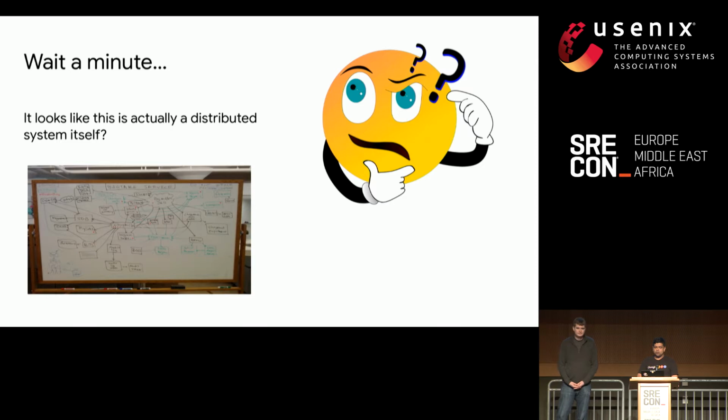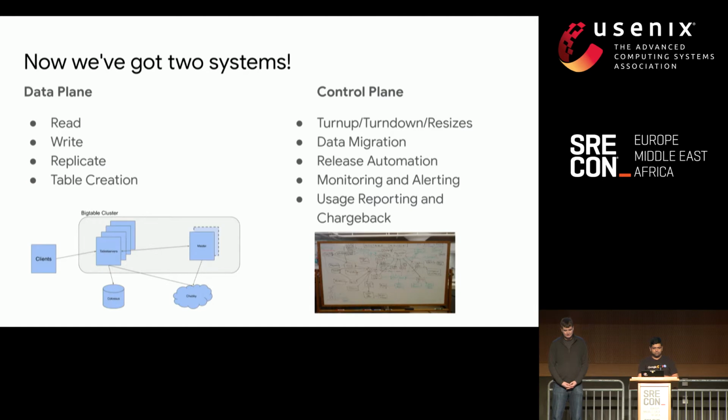It wasn't really our goal to build another system. But as we solved various problems that came along the way, we realized that, in fact, we ended up with another distributed system. So now we wind up with these two distributed systems. On one hand, we have the Bigtable cluster comprising of master and tablet servers. This system allows users to read and write data, create tables, replicate their data. And then you have this inadvertently built system on the other side, which deals with turn up and turn down, resizes, data migration, monitoring, alerting, chargeback, and so on.